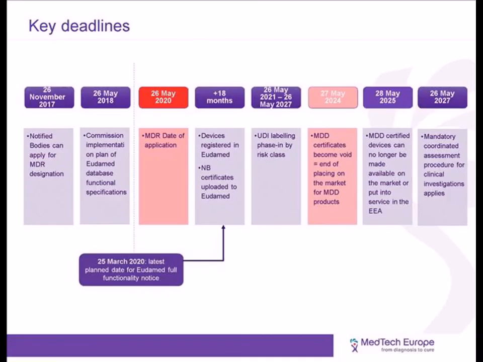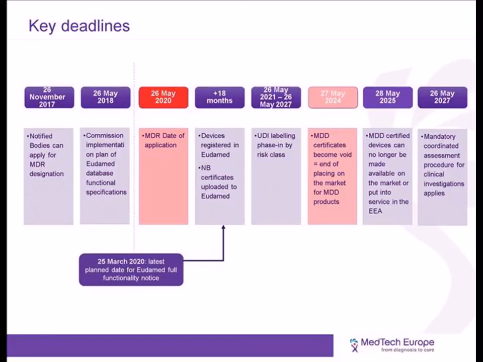Turning now to the next slide and some of the key deadlines that are in the regulation. The MDR was published in May 2017, and its date of application is 26th of May 2020. This is the point in time when the majority of new provisions will become mandatory. This gives industry overall a three-year transition period to transition to the new rules. However, it is very important to plan around several other important dates, both before May 2020 and beyond.